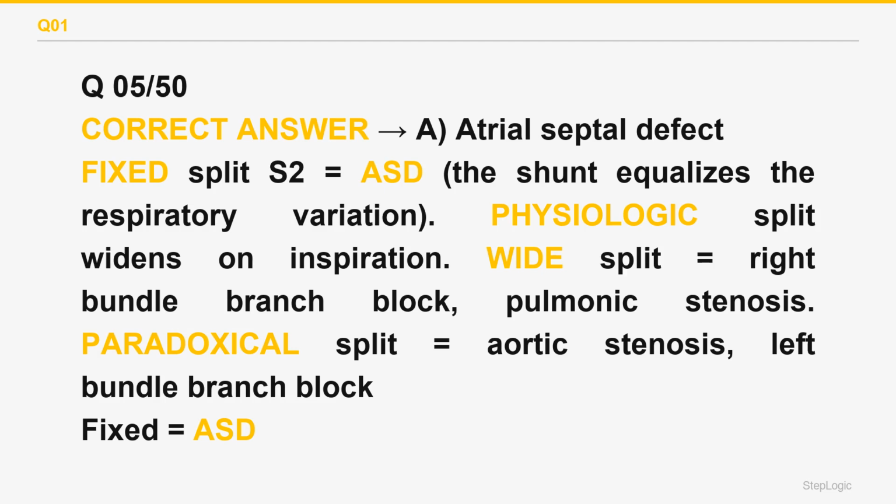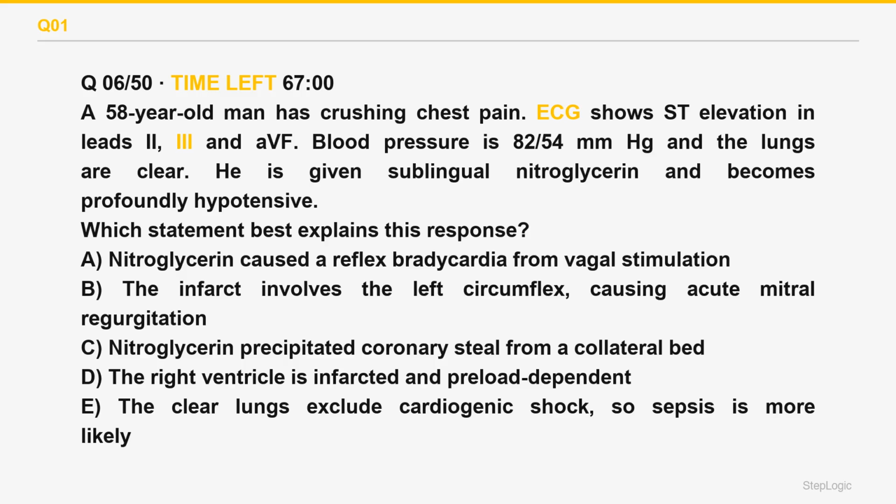Choice E would produce a wide split that still varies with respiration, and choices C and D produce whole systolic and continuous murmurs respectively, neither of which fixes the split. If you see a split S2 that ignores respiration, think atrial septal defect. Which statement best explains this response?